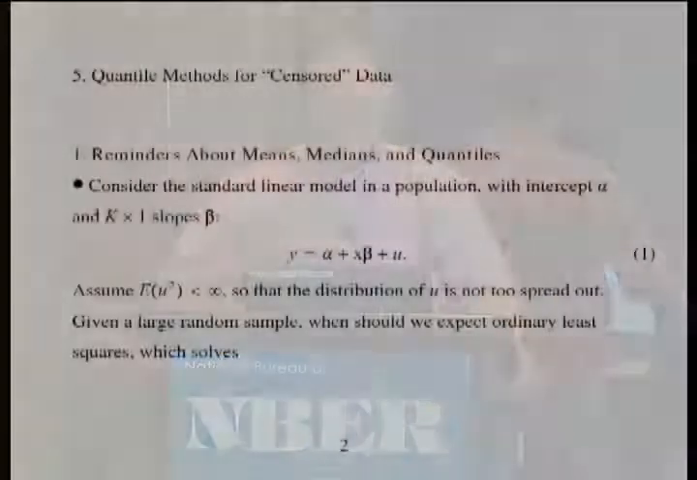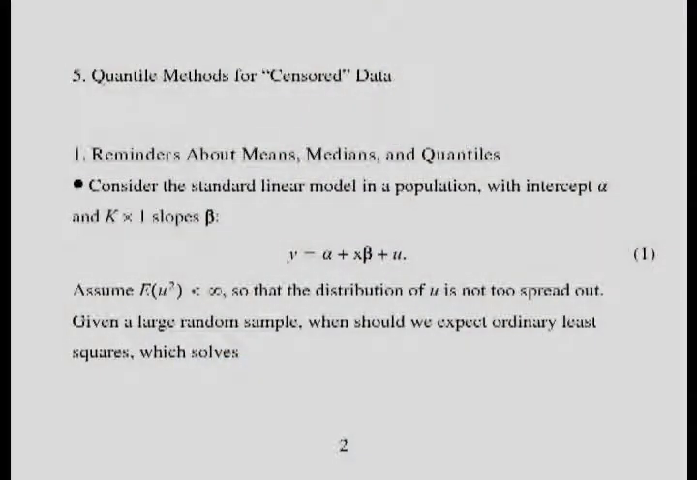So let me just start with some, I guess, what I would call reminders about means and medians and quantiles. So this is often introduced in the context of a linear model with, of course, some covariates and then an error term. So I want to focus on the case where the error term here has a finite variance, so that even though the distribution could be spread out, it's not so spread out that there's an infinite variance in the error term.